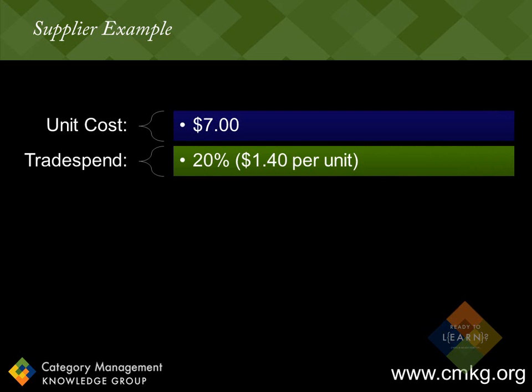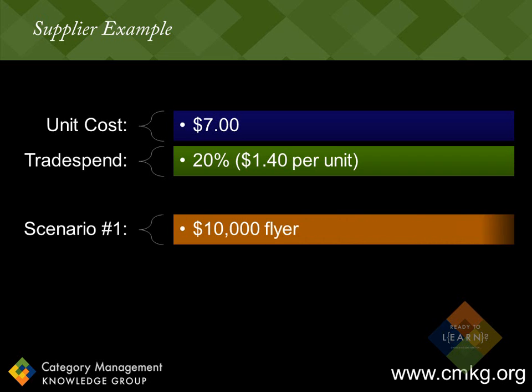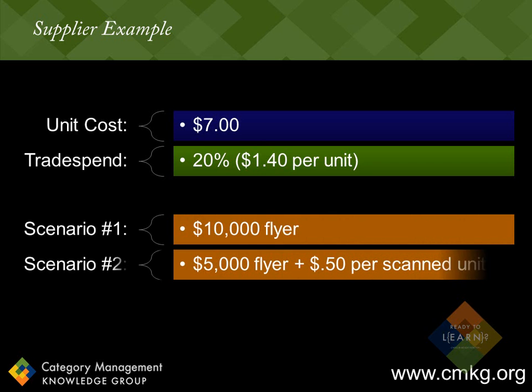The supplier needs to determine the units that the retailer needs to sell in order for him to break even on the promotion. To further complicate things, the retailer has different promotional options for the supplier to consider. In scenario 1, the supplier can pay a $10,000 flyer rate with no extra unit allowances spent. In scenario 2, the supplier can pay a $5,000 flyer rate and a 50-cent unit allowance for every scanned unit.